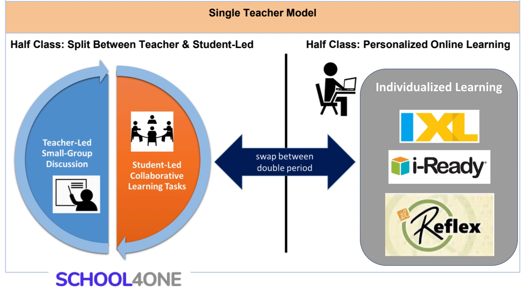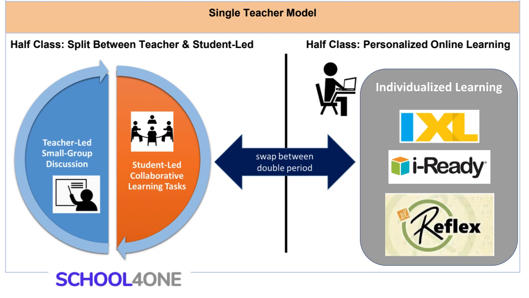This image gives you an overview of how the classroom should look. The class is split into two. So if you have 20 students, 10 of the students will be on the online personal learning programs. On the right side of the screen, you can see we use three programs: IXL, iReady, and Reflex. We will use data to determine which program students should use and how long.